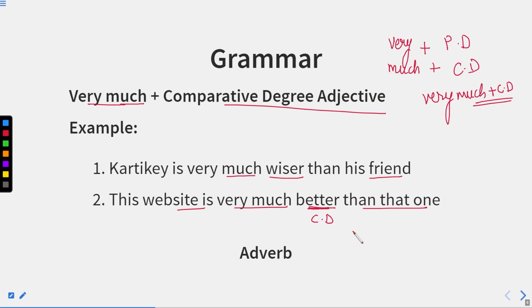If I say very much good, that is incorrect. If I say very good, that is correct. If I say much good, then also it is incorrect. It should be much better because good is a positive degree of adjective for which we have comparative degree that is better, and superlative degree as best. So these are the various degrees of adjective that we have already read in the chapter of adjective. Well, let us move further.